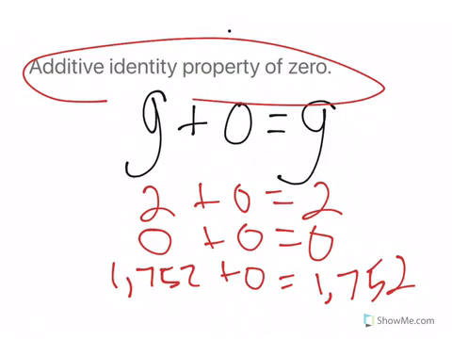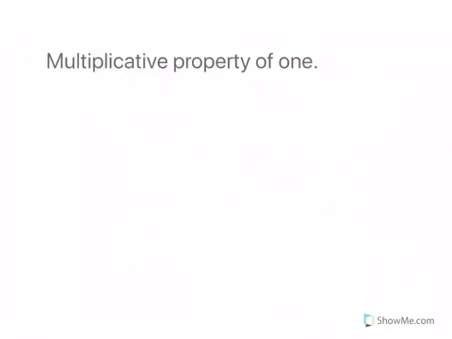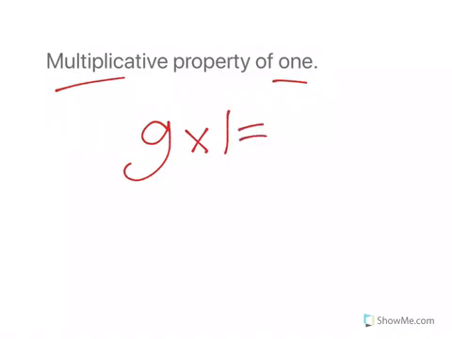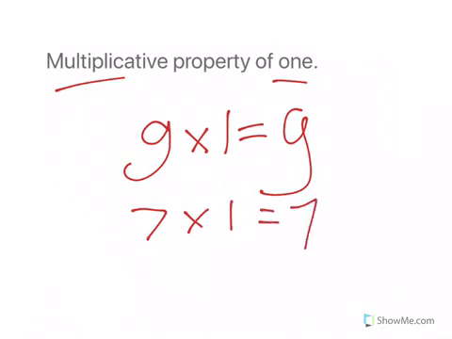Okay, let's look at another property. Let's check out the multiplicative property of 1. Multiplication, talking about 1, which would be that G times 1 equals G. Can you replace it with any number? Let's try 7 times 1. That's still 7. All right, let's try 17. 17 times 1, yep, still 17.